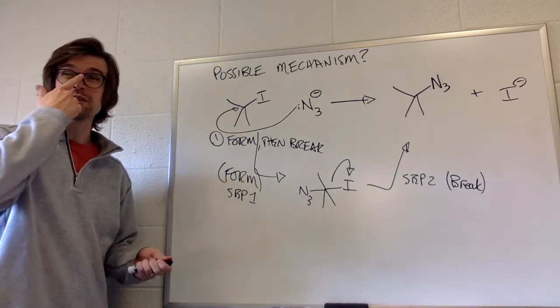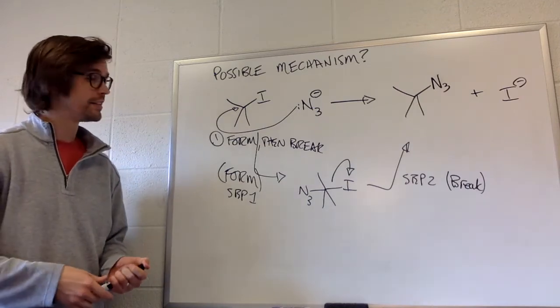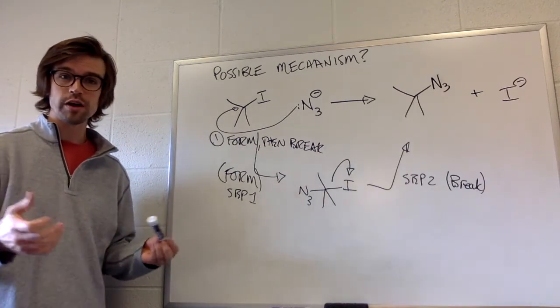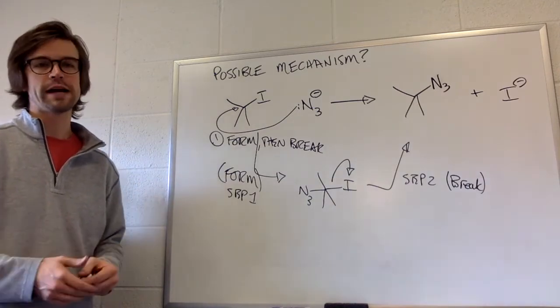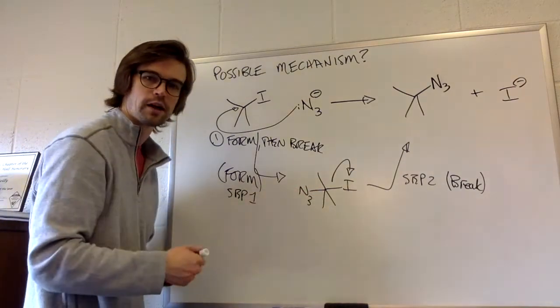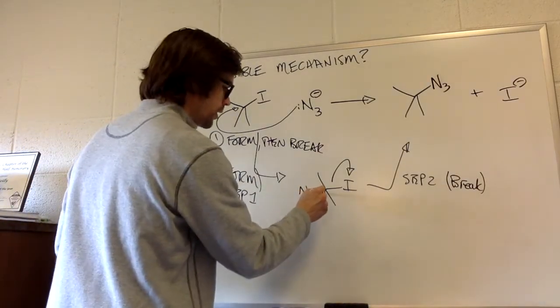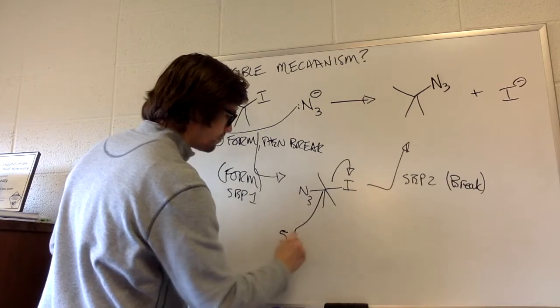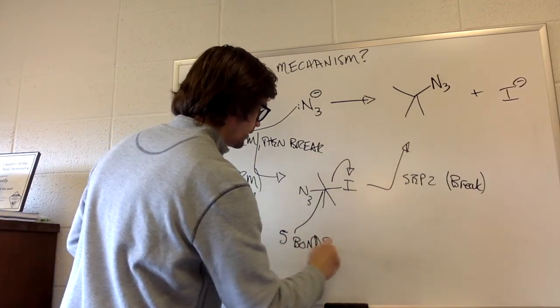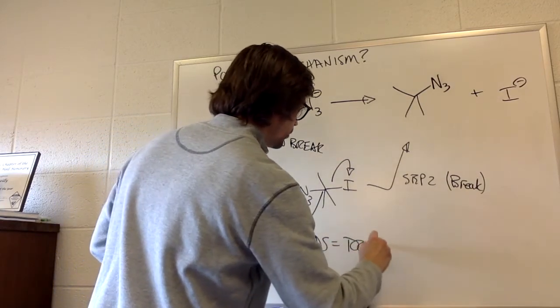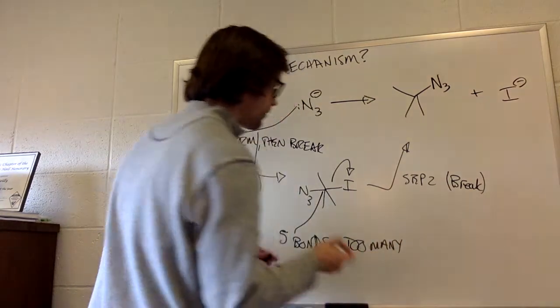Oh, yeah, I see some of you in the back are scratching your heads. This doesn't make a lot of sense. What's wrong here? Exactly. This is a Texas carbon, right? This carbon has 5 bonds. That's way too many. It can only have 4 bonds.